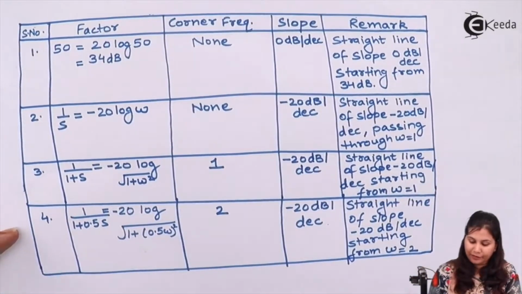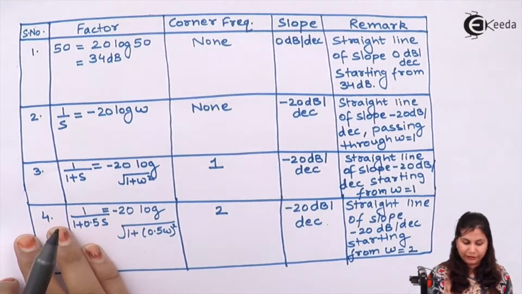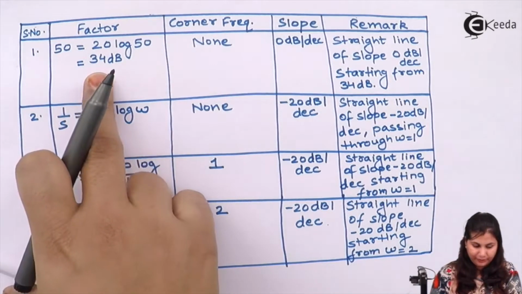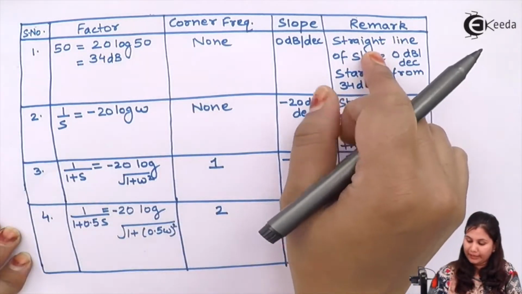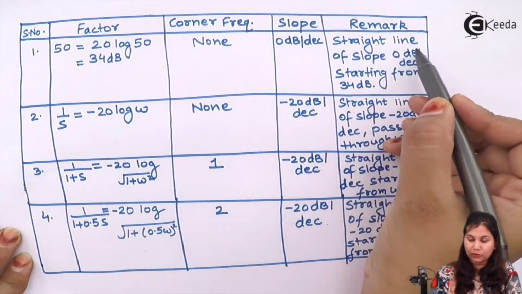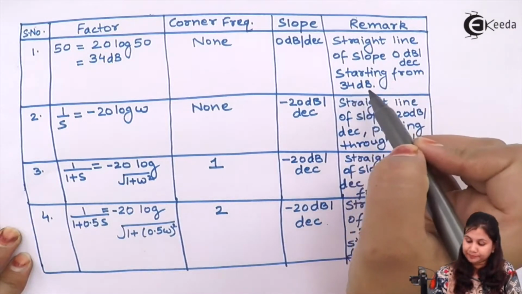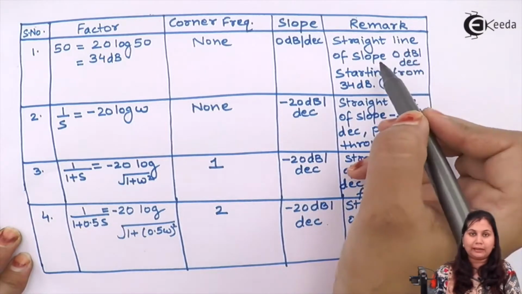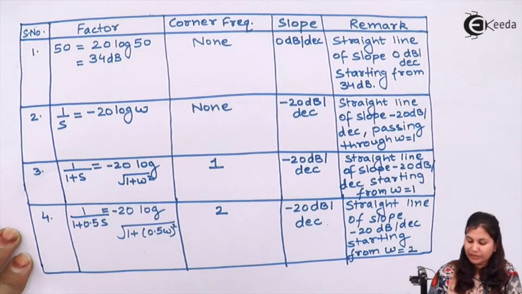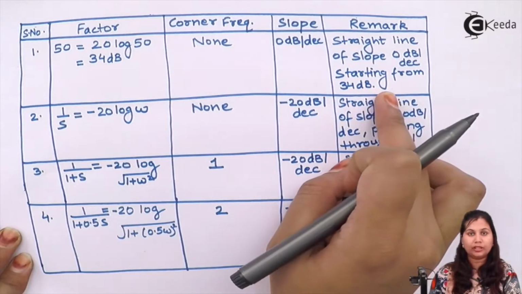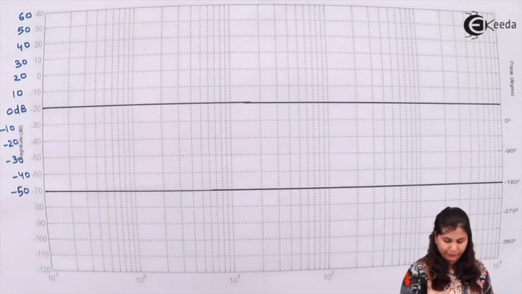The first factor, 50, is the constant term, and it had a magnitude of 34 dBs. It will be represented on the Bode plot by a straight line with slope 0 dBs, starting from the point 34 dBs. Slope 0 means it will be a line parallel to the 0 dBs line, starting from 34 dBs. So mark this line on the magnitude plot.